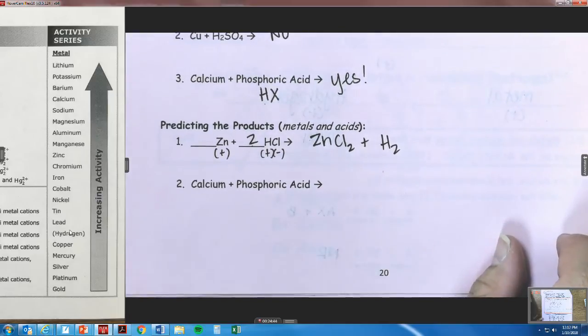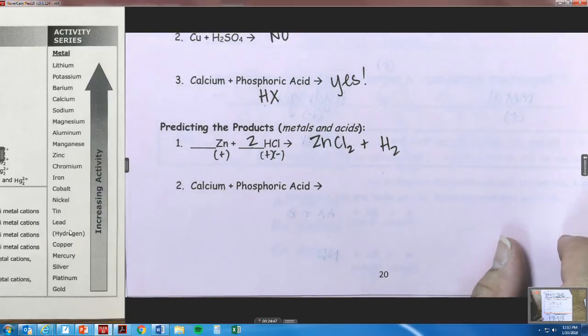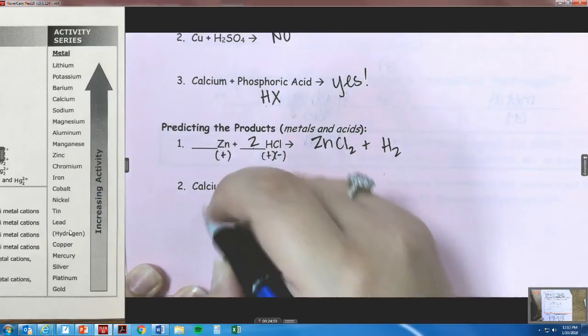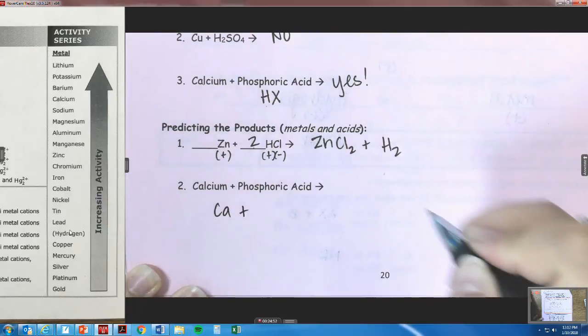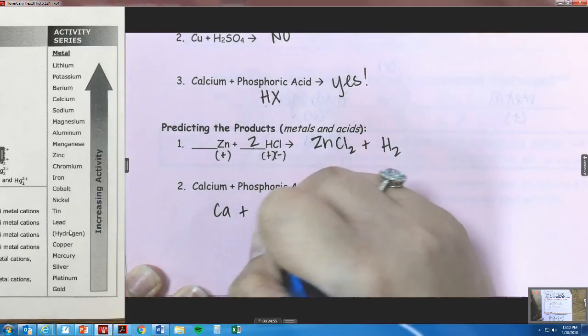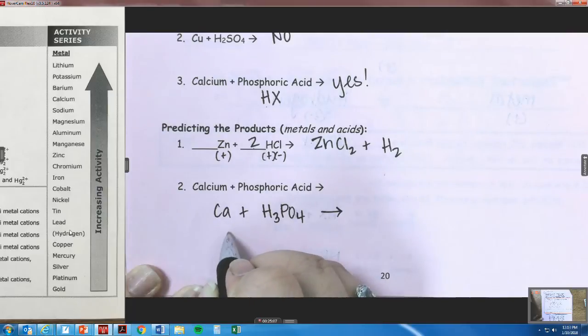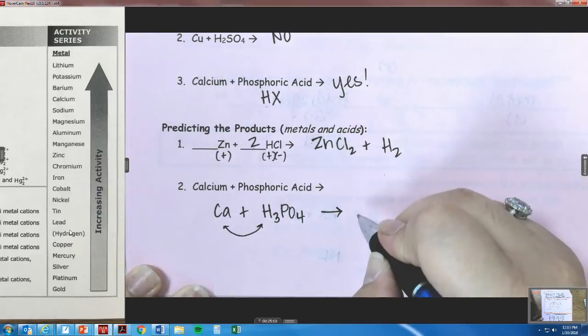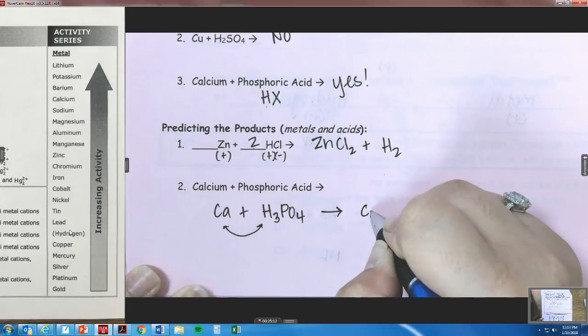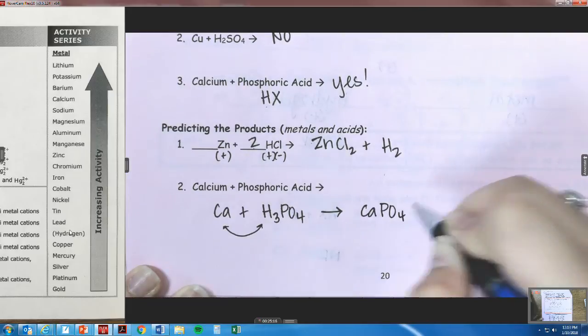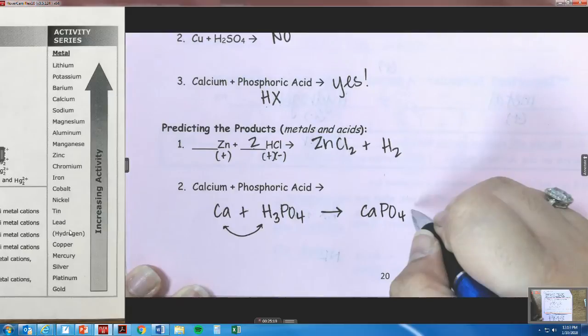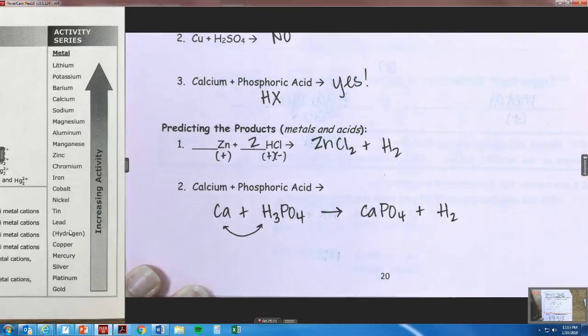And then lastly, we have calcium and phosphoric acid. So calcium is Ca. Phosphoric acid is H3PO4. What are our products? Remember, calcium is positive, hydrogen is positive. They're the ones that are going to switch places. So it's going to be CaPO4, plus hydrogen, because hydrogen is always going to be a product.